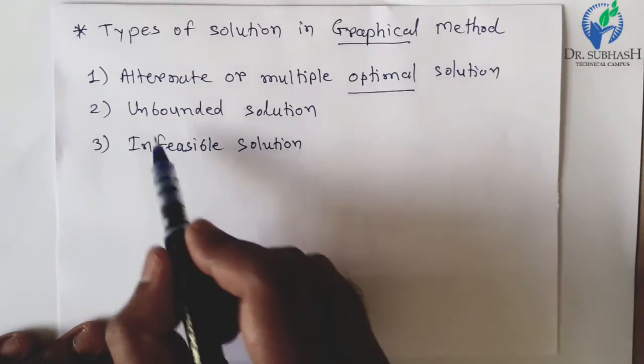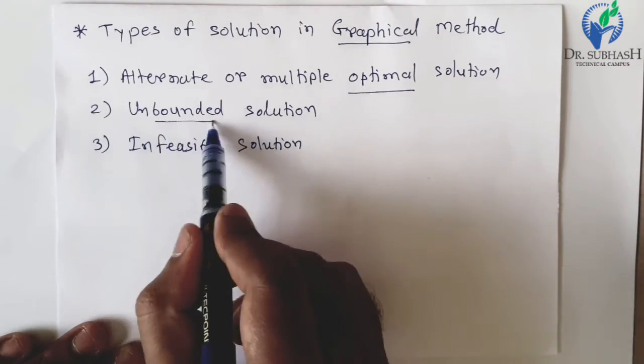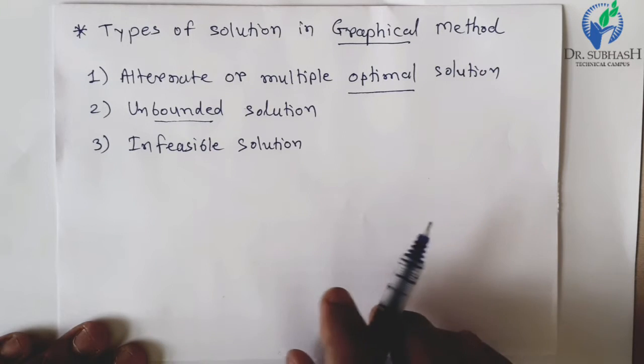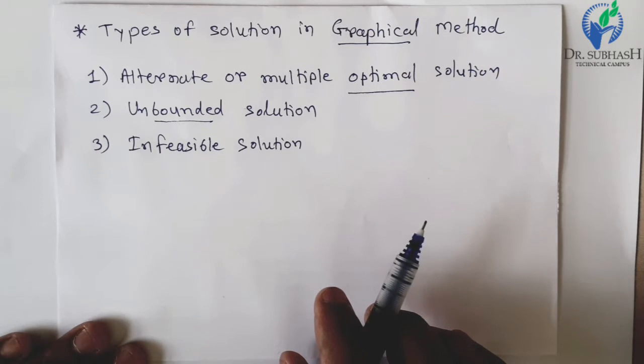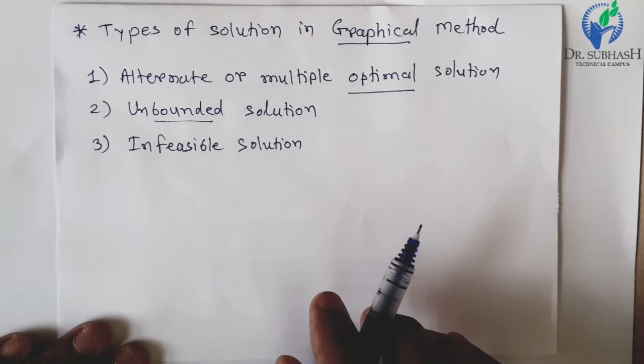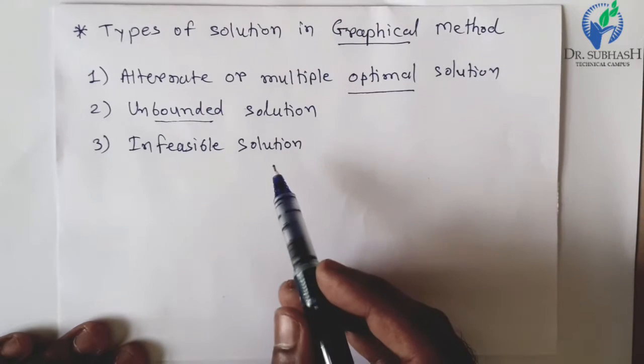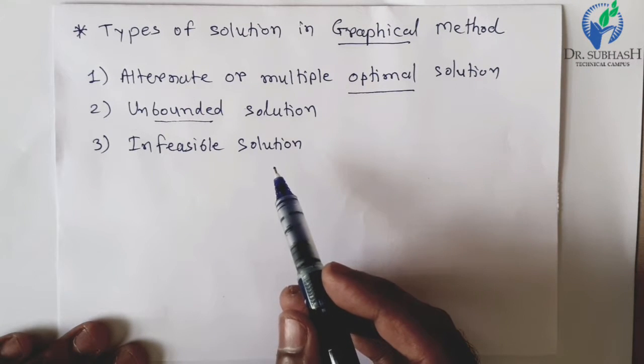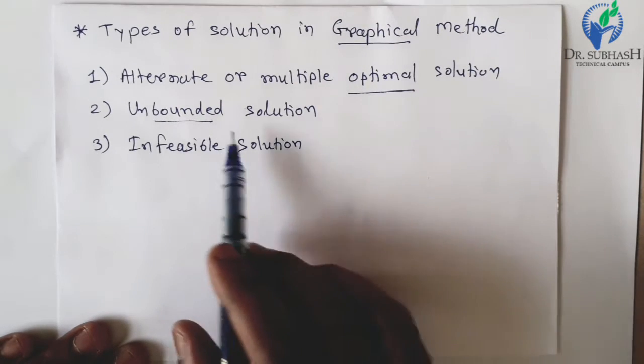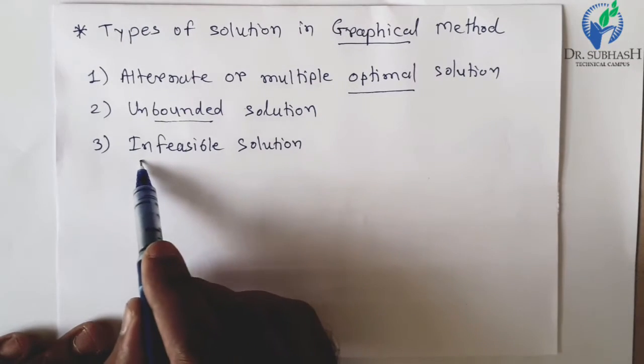And then we will see the unbounded solution. This is a solution in which you may get an optimal solution which has an infinite value. It may be infinitely increasing in the case of a maximization problem, or infinitely minimum in the case of a minimization problem. And lastly we will see the infeasible solution.